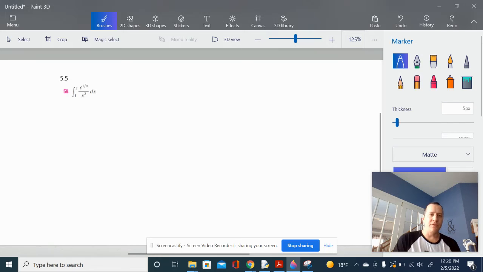This is number 59 from section 5.5 in Stewart. It's integration by substitution with a definite integral. I'll do this one a little quicker. I did number 58 a second ago, and I went through a lot of detail about how you can handle the limits of integration a couple different ways. Here I'm just going to go with my favorite way.